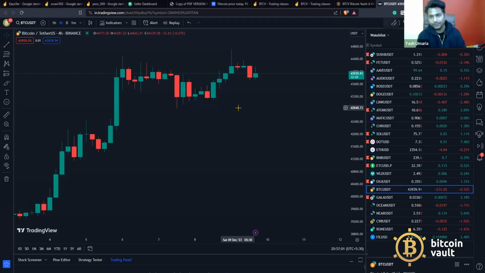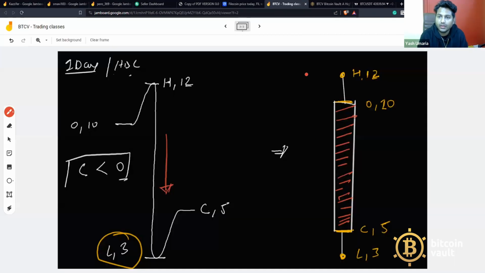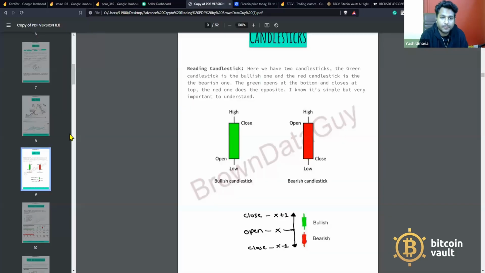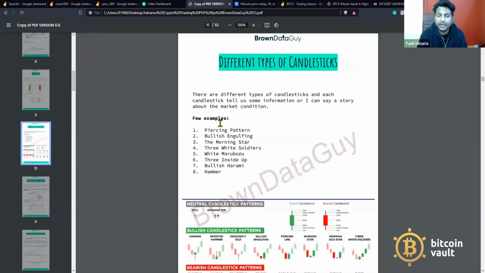Okay, let me just continue. So we have two types of candlestick, green and red, as I showed you. Now let's move ahead. There are different types of candlesticks, more than I think 30 or 40 different types, and candlesticks also have patterns. In the Telegram group, I will share a PDF with you, in which different types of candlestick are explained in a detailed way: what they are, how to use them and everything.